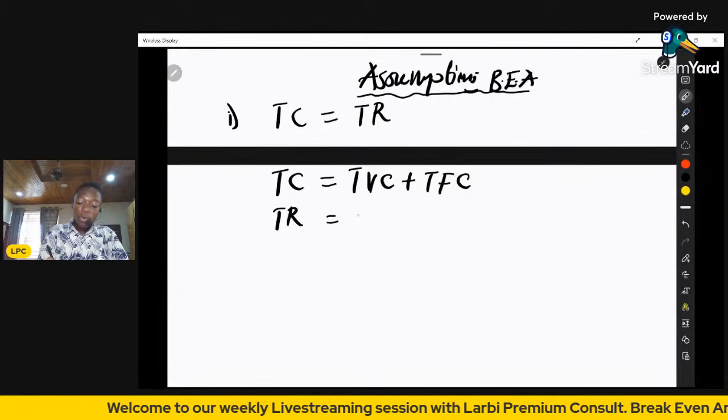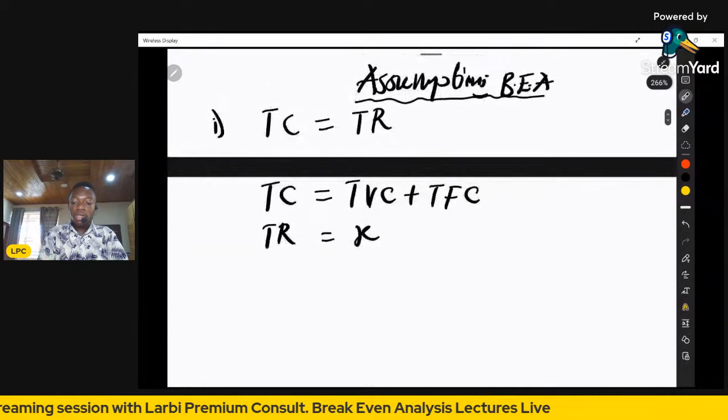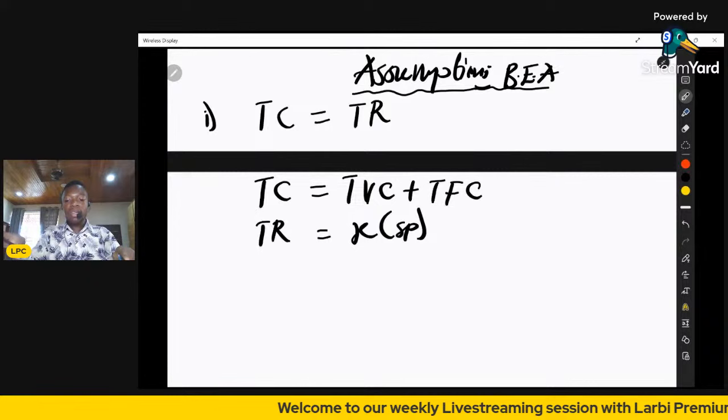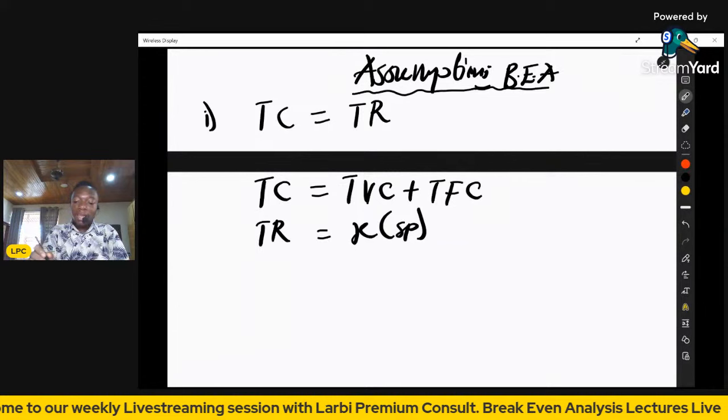So let me use X to represent the output that we produce as a business. The output multiplied by the unit selling price. Let's say XP. So I'll use P to represent the unit selling price. So that is what break-even is saying, that our total cost is equal to total revenue. So at that point, it means that we neither make a profit nor a loss.